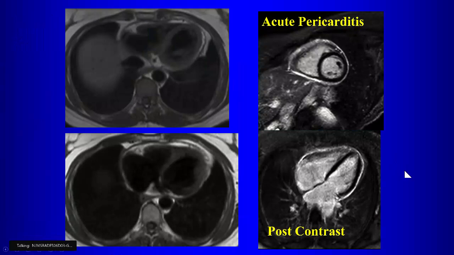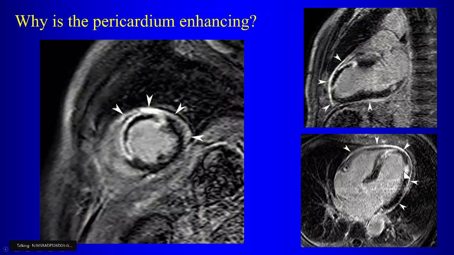So we can look for this with MR. What we look for is the thickening of the pericardium, but also importantly, we look for enhancement of the pericardium. Right? So here's another patient who has enhancing pericardium, right? See that? So why is the pericardium enhancing in this patient? What's this patient's problem?